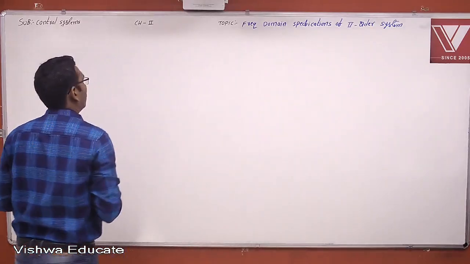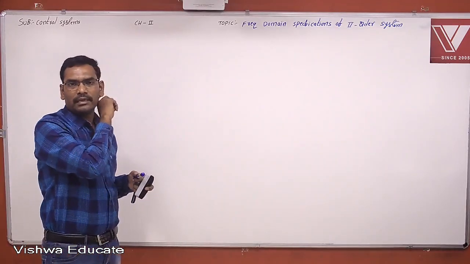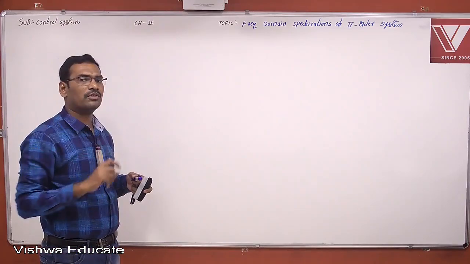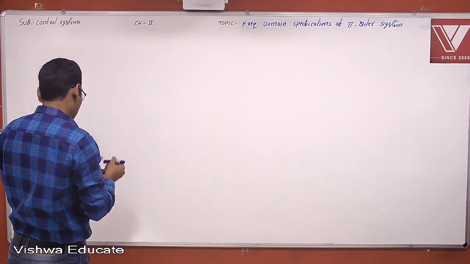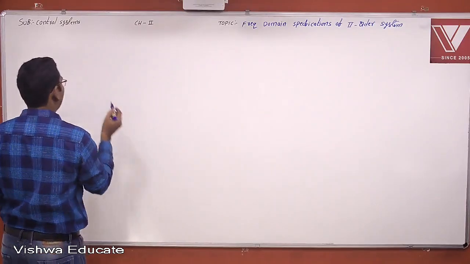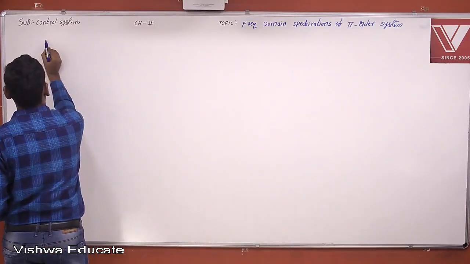Right? Now, what are the time domain specifications? Peak time, rise time, delay time, settling time, peak overshoot. Like that, frequency domain specifications are also available. We will see. Now, we will see the practical second order system also.